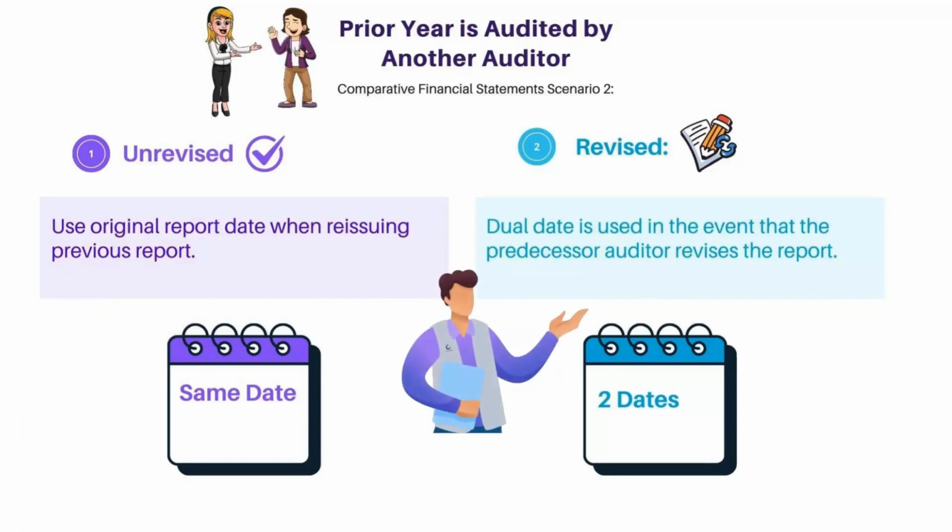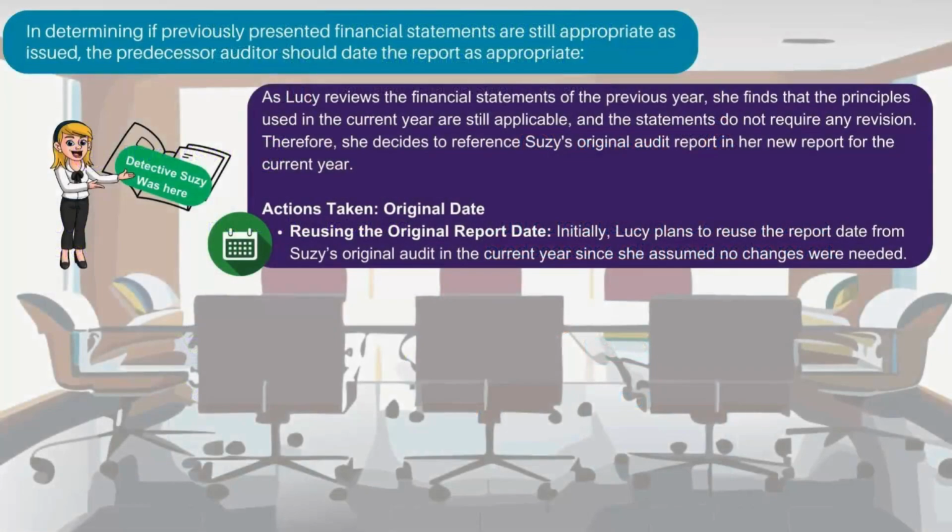And if we decide that there are necessary revisions to the predecessor auditor's report, then in this case, we will need to dual date the report. So let me give you an example. As Lucy reviews the financial statements of the previous year, she finds that the principles used in the current year are still applicable, and the statements do not require any revisions. Therefore, she decides to reference Susie's original report in her new report for the current year.